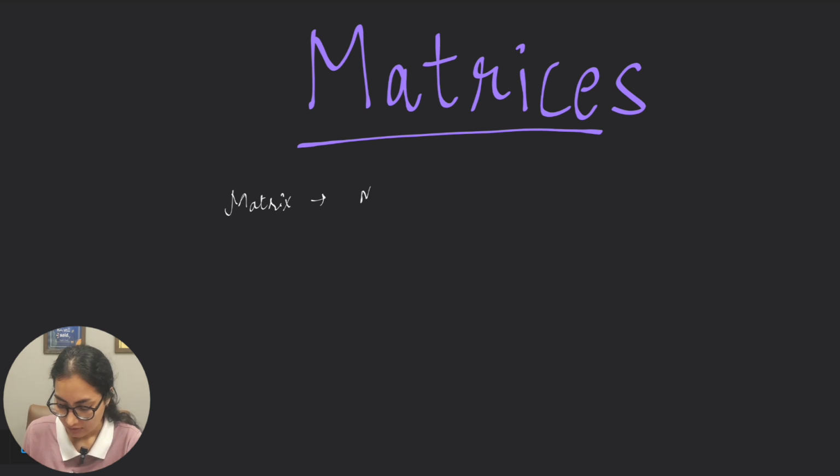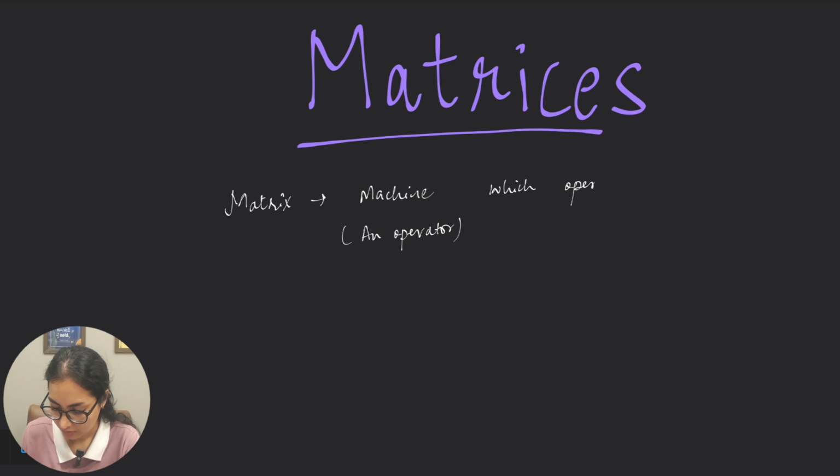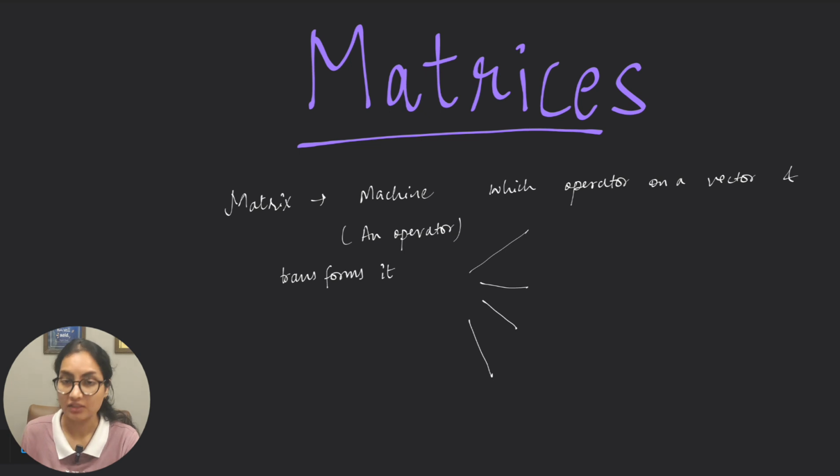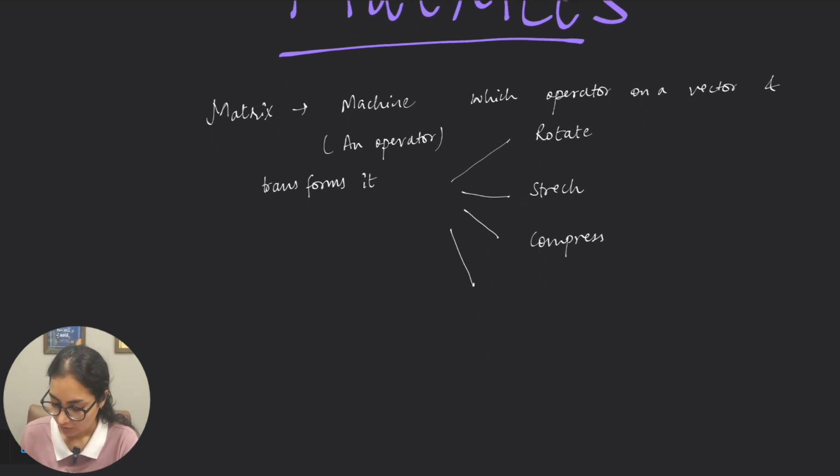A matrix is a machine, or if I talk in technical language, it's an operator which operates on a vector and transforms it. It can transform a vector in many different ways. Four of them are: it can rotate a vector, it can stretch that vector, it can compress that vector, or it can flip that vector in the opposite direction.